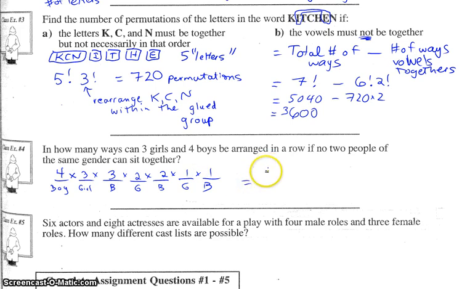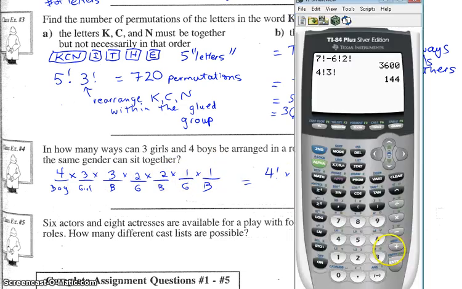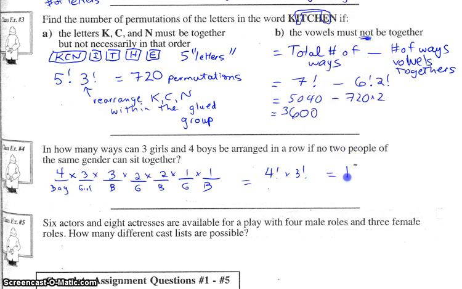In essence, that is 4 factorial times 3 factorial, but I think it helps to use the fundamental counting principle to see that. And if we throw that in our calculator, we will get 144, 4 factorial times 3 factorial. Okay, so 144. Awesome.